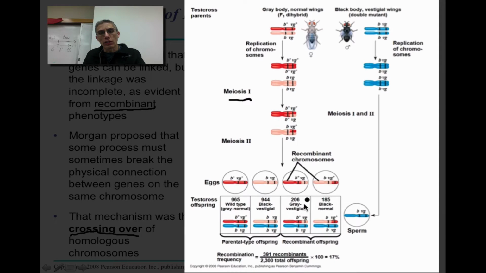You basically look at the numbers that you have, in other words, the unexpected recombinant offspring numbers, add them together, and then divide by the total number of offspring, and that's going to give you a frequency number. That frequency for this particular trait in this example is going to be 17%. And that's going to be important as we move on to the next screen.